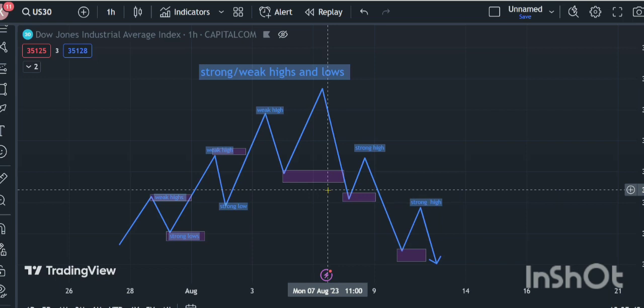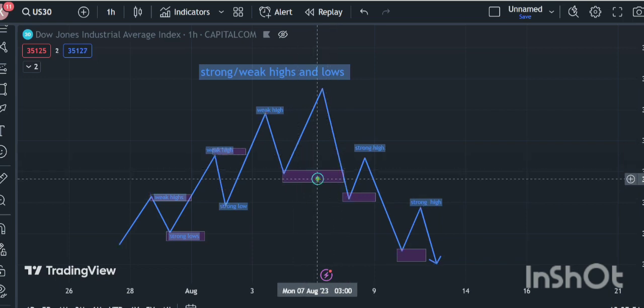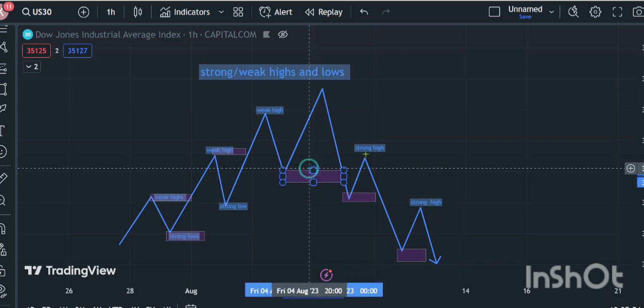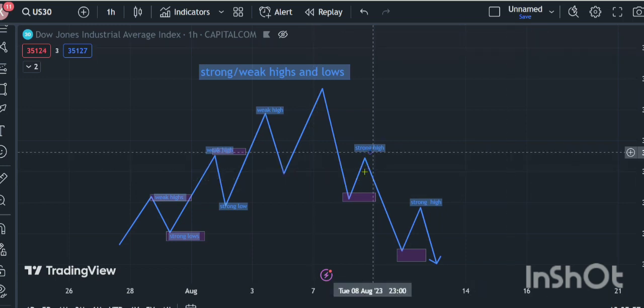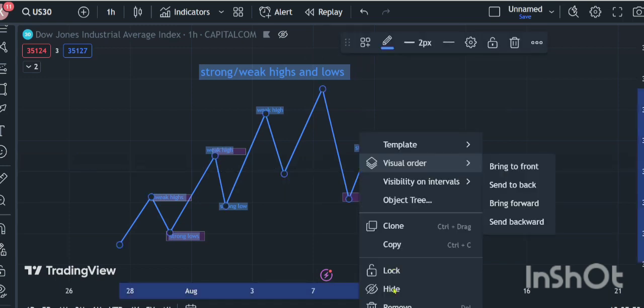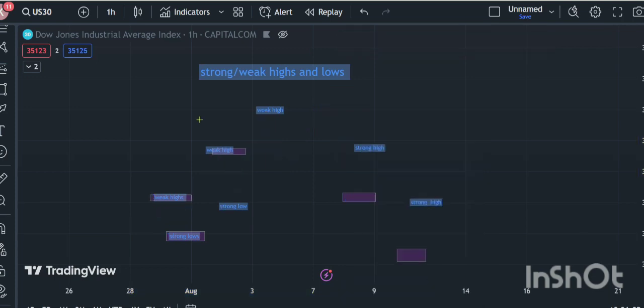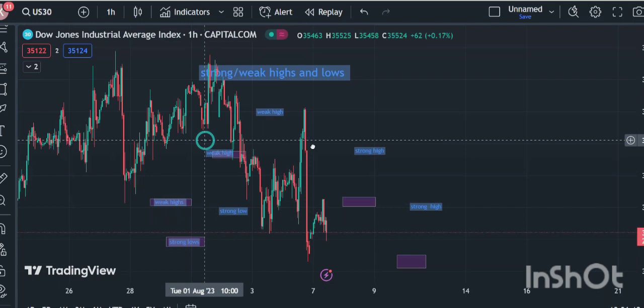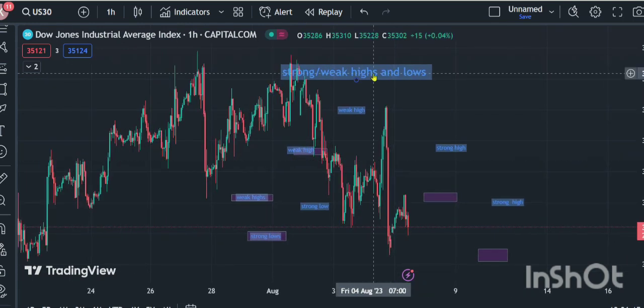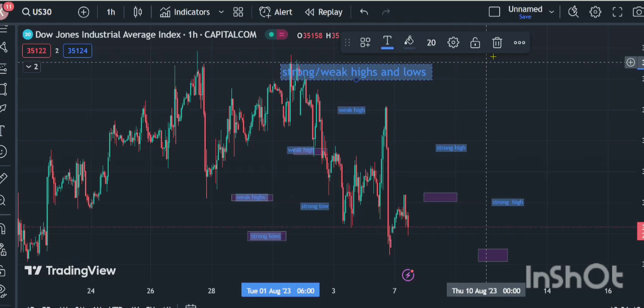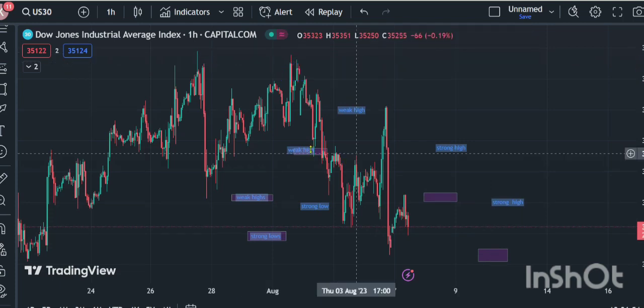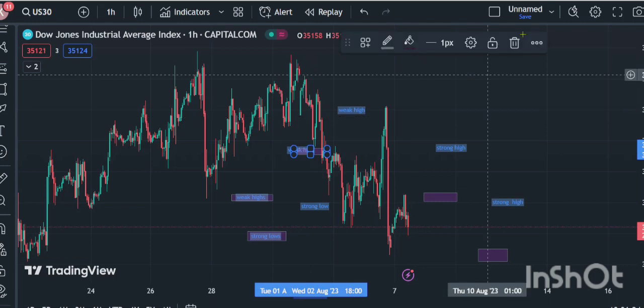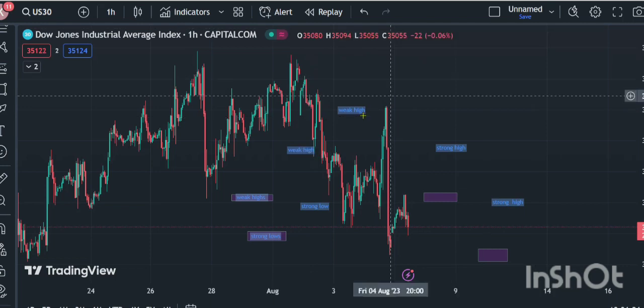Okay, so now let's try to look at the real market. All right, so let me just remove this. Let's try to have an example, something that is real. Let's try to look at the real chart. We have made an illustration, so let's try to apply our concept.